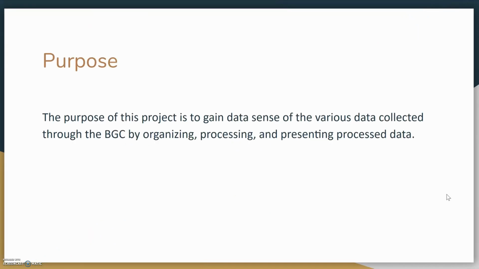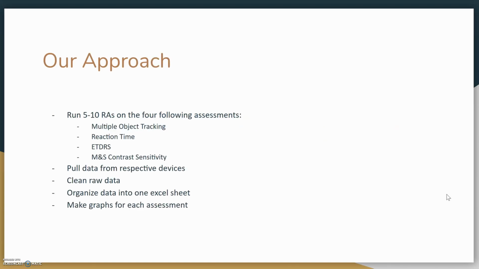The purpose of this project is to gain a data sense of the various data collected through the BGC by organizing, processing, and presenting processed data. The way we gathered data was by running 5 to 10 current research assistants from Brain Game Center on 4 different assessments. There are multiple object tracking, reaction time, ETDRS, and MNS contrast sensitivity.